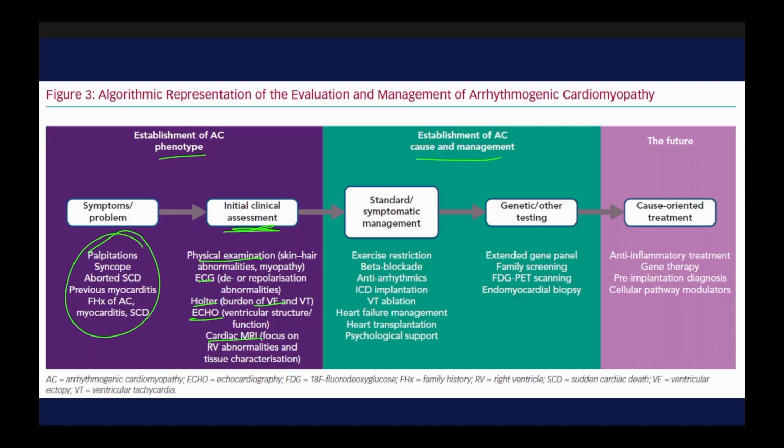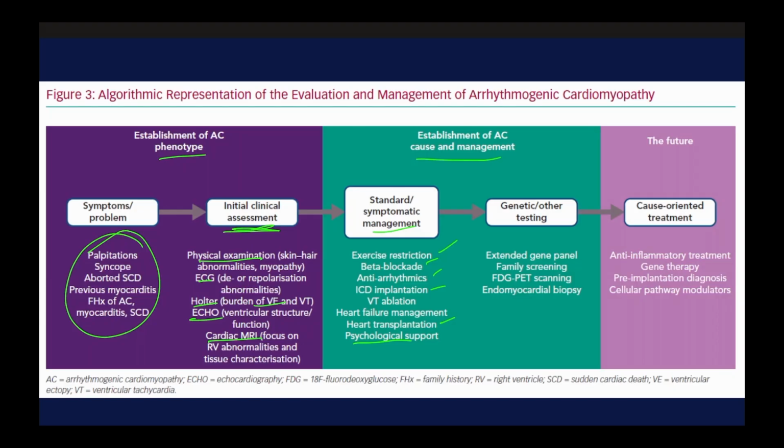Now they have it. What's the cause and the management? So standard symptomatic management, exercise restriction. Don't have them exercise very much. Beta blockade, antiarrhythmics. They may need an ICD. VT ablation. If they go into VT pretty easily, you do an EP study, find out where this focus is, and you ablate it. You zap it, and you get rid of the VT. Heart failure management, maybe transplant.